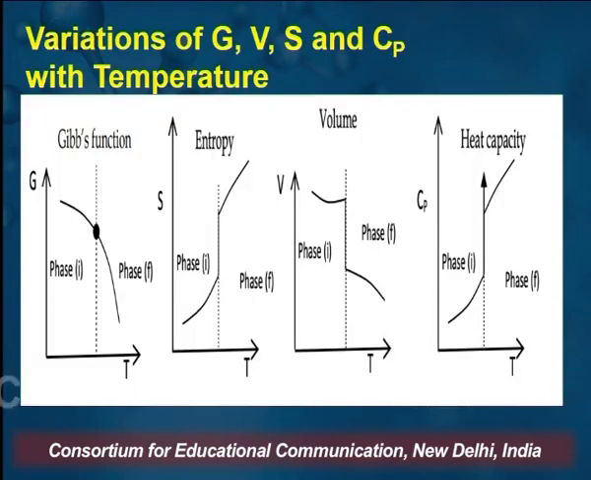Now, this figure is showing the variation of Gibbs energy, the variation of volume, the variation of entropy, and the variation of heat capacity with temperature. You can see that the Gibbs function varies continuously across the phase transition point. Entropy has a discontinuity at the phase transition point. Volume again has a discontinuity.